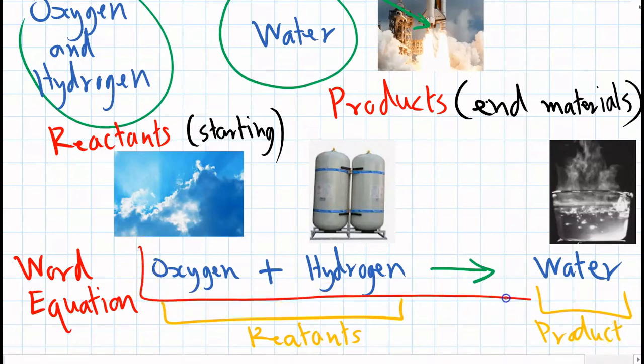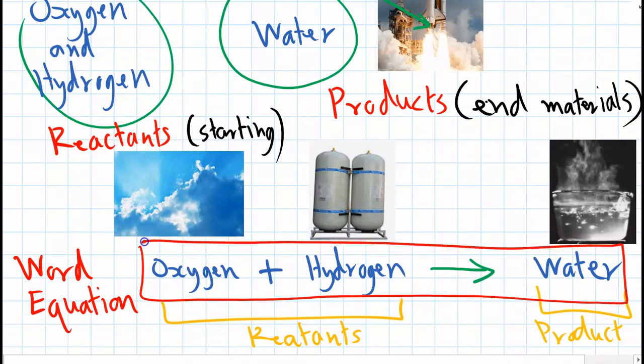So that's all you need to do to draw a word equation. You're just listing the reactants and the products with plus signs in between, and then an arrow between the reactants and the products.